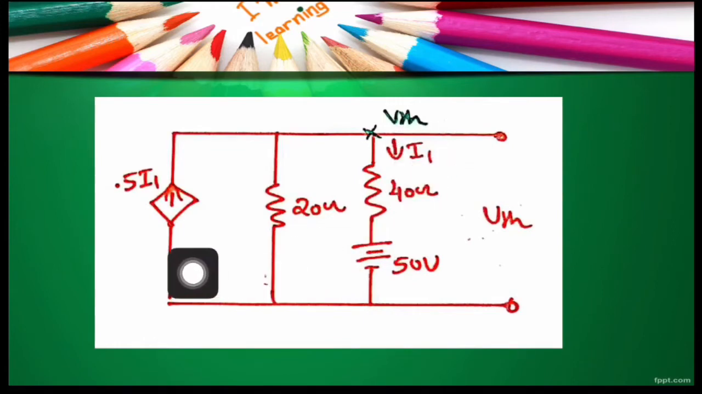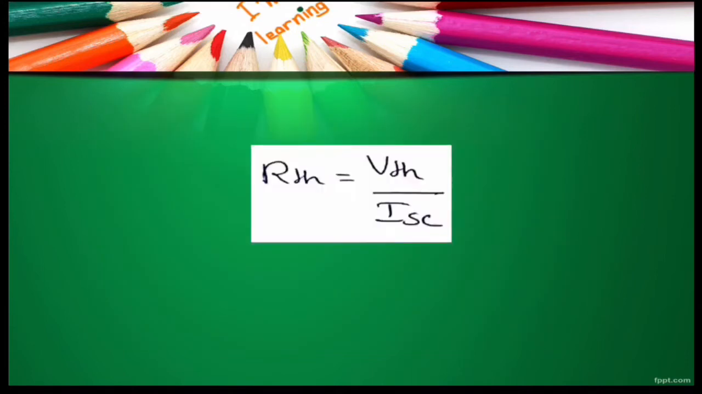Now you look at this source. It's a dependent current source where the controlling variable I1 is defined as the current through this 40 ohm. Since we are having a dependent source in the network, it's not possible to directly calculate the Thevenin equivalent resistance, which means RTH should be calculated by using the formula VTH by ISC, where VTH is the Thevenin equivalent voltage and ISC is the short circuit current across the load terminals.